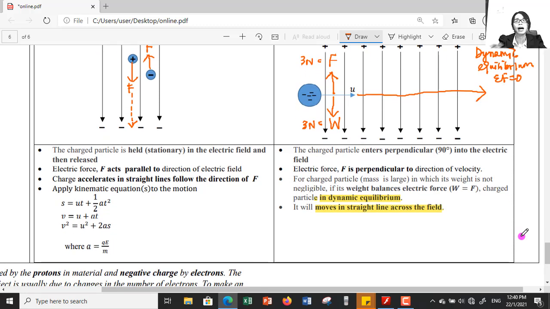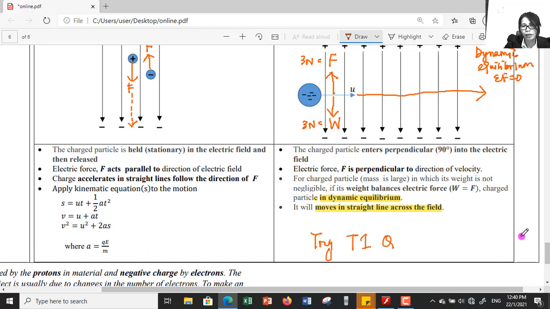So later in tutorial session, we are going to apply the concept. Before you enter the tutorial class, you might try question 12 to question 15. Using this concept we learned, you can try tutorial 1, question 12 until question 15. And then we will continue the discussion on how to apply this concept in our tutorial session.